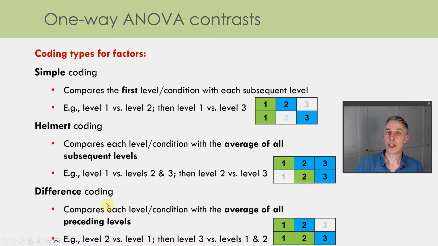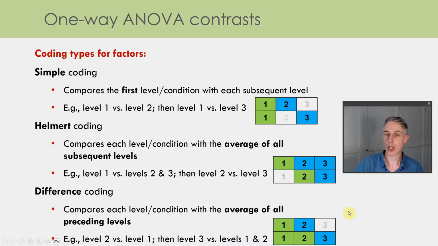And finally, the difference coding option does something quite similar to Helmert coding, but almost in reverse. What it does is compare each level or condition in your design with the average of all preceding levels in the design. So in our design, for example, that would first compare level 2 with level 1, and then level 3 with each preceding level combined.